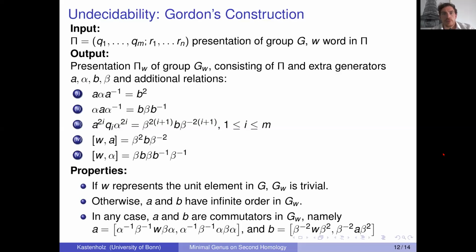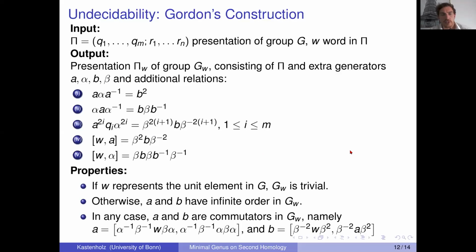So how does Gordon's construction work? Well, we start with a presentation of a group G and a word in that presentation. And what we get is a new presentation, pi_W, of a new group G_W, which consists of pi and 4 extra generators, A, alpha, B, and beta, with additional relations, these 5 guys here. And the actual structure of the relations is not so important, but rather what is important is that it is an explicit construction. So given a group, a presentation, and a word, I get a new explicit group.